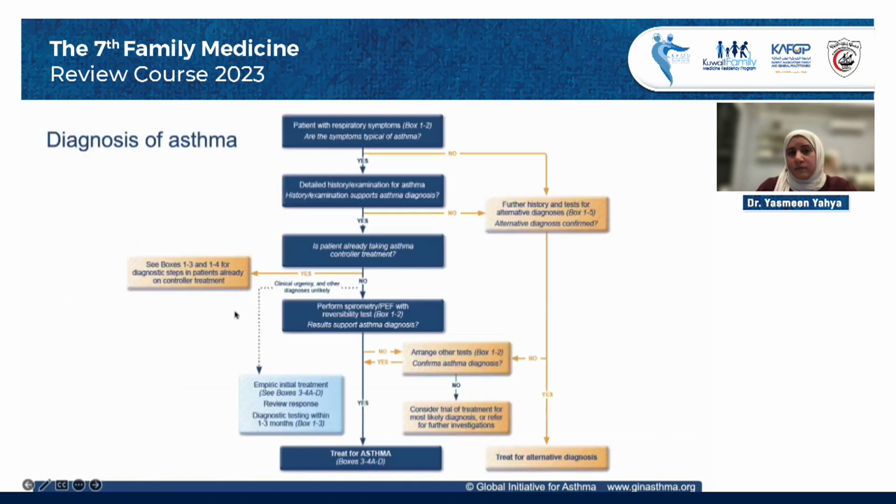This is the diagram in the GINA guidelines, which tells you the steps. After taking a detailed history, if the history and exam support the asthma diagnosis and the patient is not currently on control, then you should do spirometry or peak flow and then treat for asthma. Unless there is a clinical urgency or other diagnoses are unlikely, then you can start empiric initial treatment.